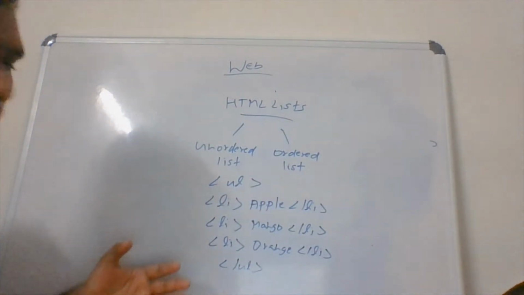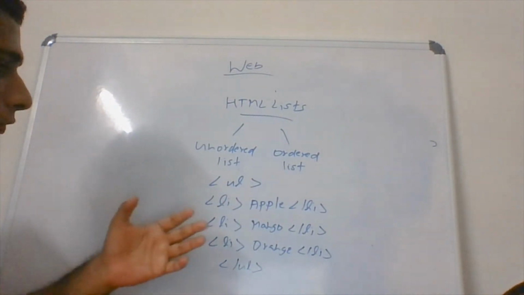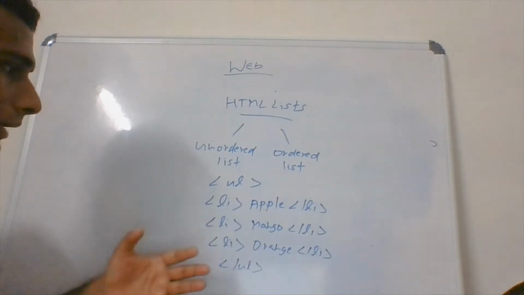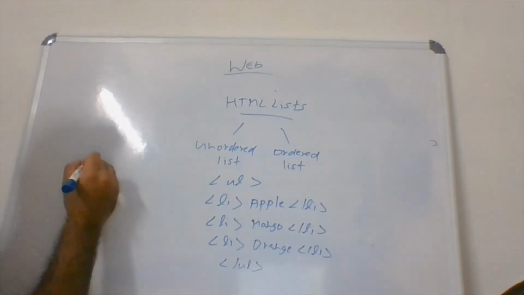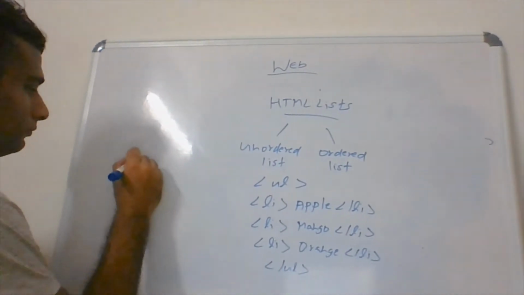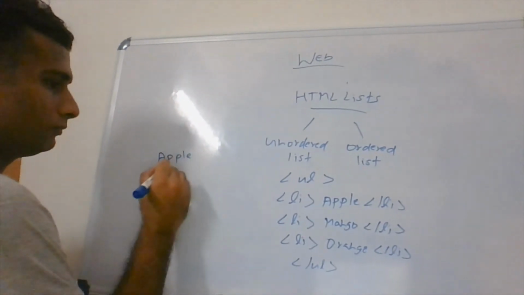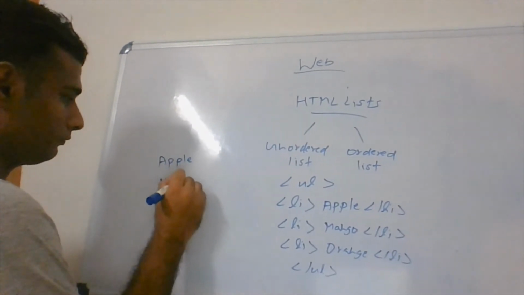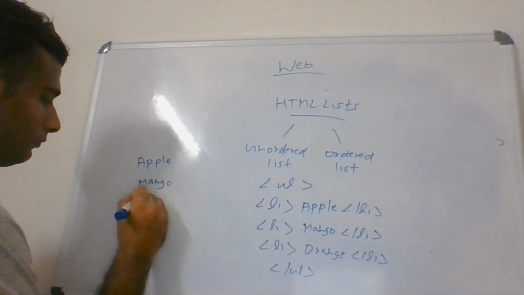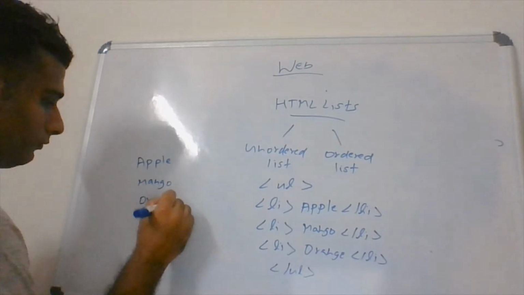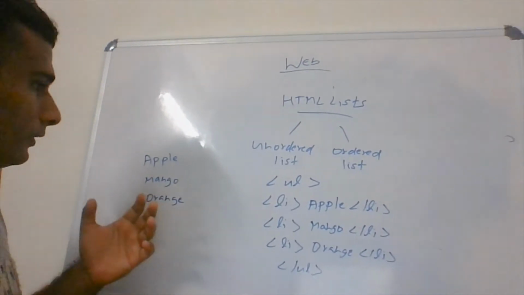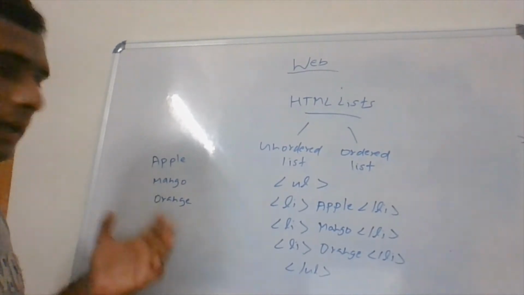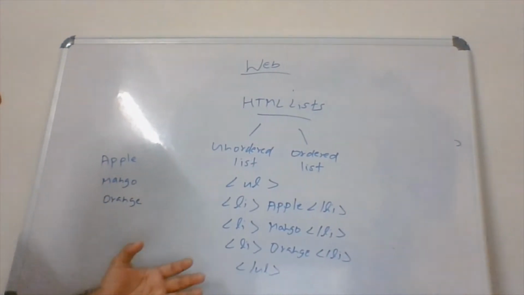So this is an example of an unordered list. UL, LI, apple, mango, orange. So let us see the output of this. We will be getting, so here we will be getting without any numbers: apple, mango, orange. This is the output of an unordered list.